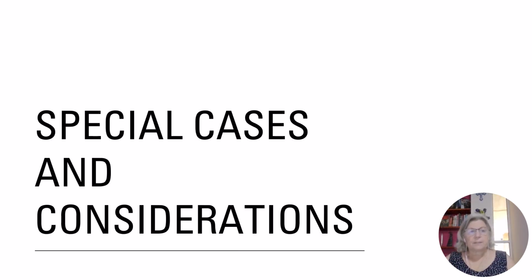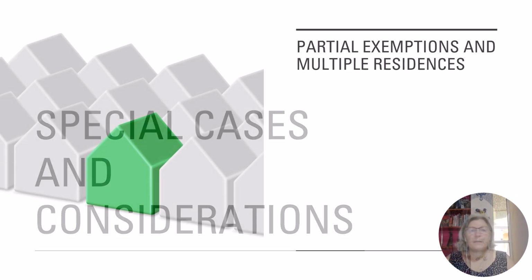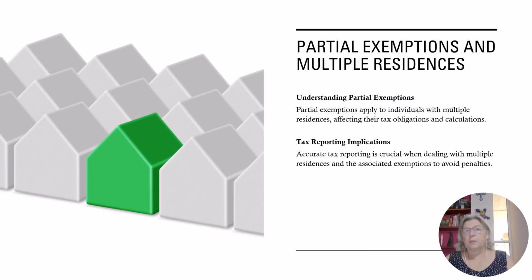So, special cases and considerations. I briefly mentioned at the beginning partial exemptions for multiple residences. Partial exemptions can apply if you've got multiple residences you're splitting your time between. Do you want to just designate one as your principal residence, affecting your tax obligations and calculations? You want an accurate tax report. It's crucial. Revenue Canada has access to all that information now. They can search and find out all your property holdings. Are you properly disclosing them?